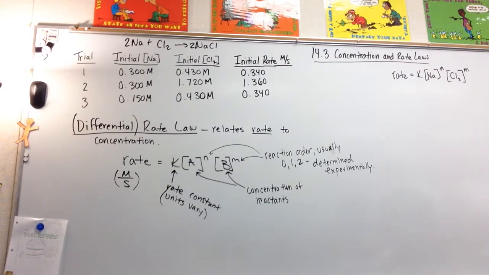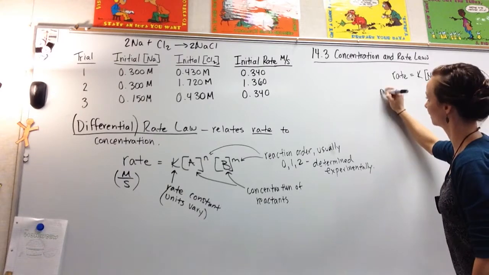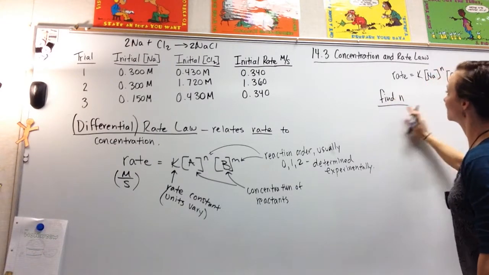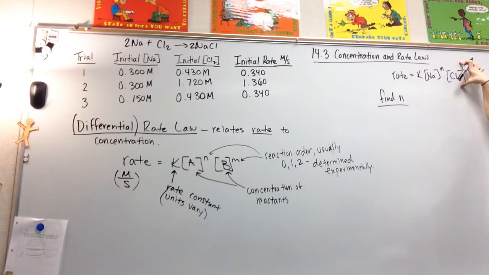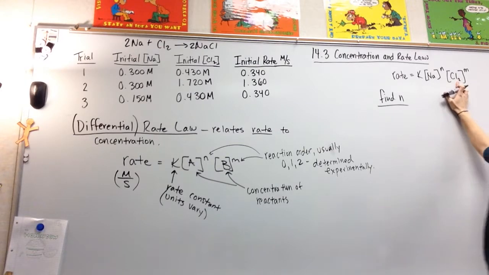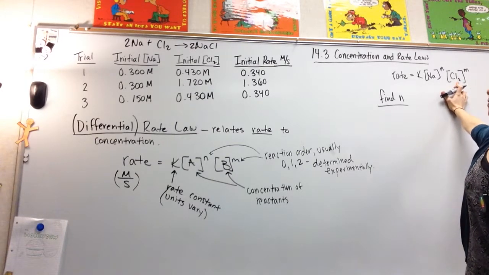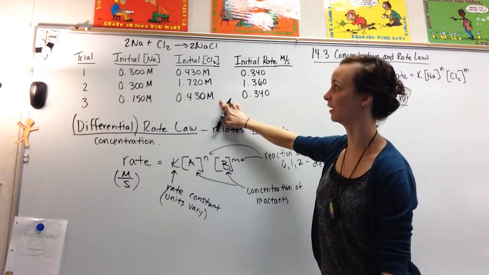So let's try and figure that out. The first thing we're going to do to determine the rate law is what's called the method of initial rates. So we're going to take a look at this data. If we want to find N, let's just focus on figuring out what N is. To find N, we're going to figure out two trials where this term doesn't change at all. In what two trials does the concentration of chlorine not change? 1 and 3. So we're going to put trial 1 over trial 3.